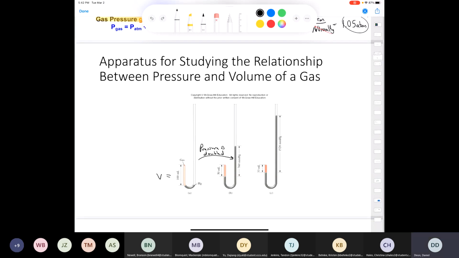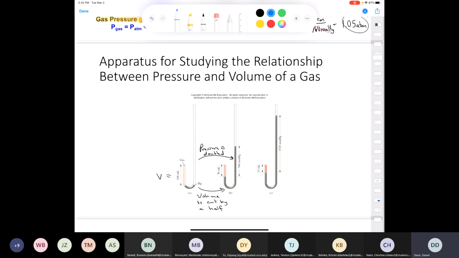It decreases by how much? If the pressure is doubled, the volume is decreasing by half, right? So when pressure is doubled, volume is cut by a half, cut to a half, okay?